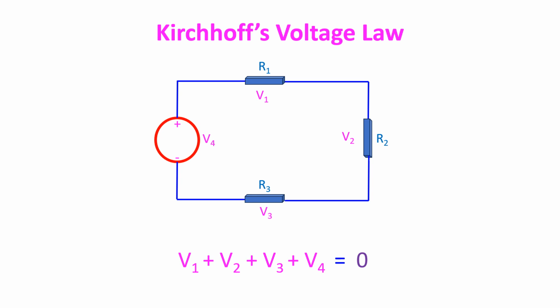Kirchhoff's voltage law, also known as Kirchhoff's second law or Kirchhoff's loop rule, mentions that the sum of all voltages or potential differences around a closed loop is equal to zero. This means that the sum of all individual voltage drops in a closed circuit will be equal to the voltage applied or supply voltage. In such a loop, the current path does not encounter a node more than once.